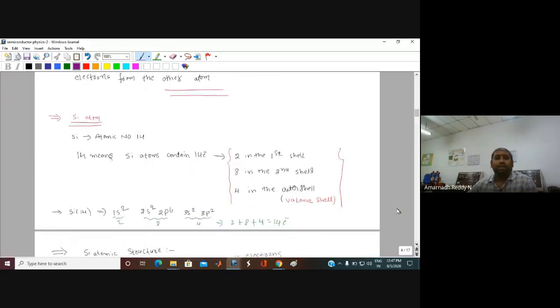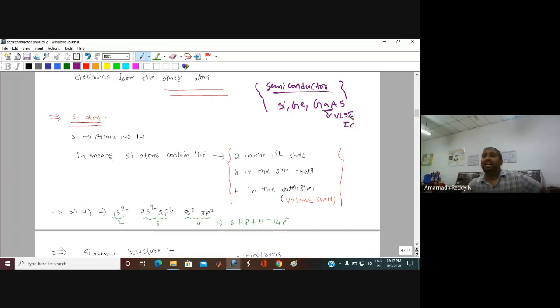Why do we need to discuss silicon? Silicon is one of the most popular semiconductor materials. The most popular semiconductor materials are silicon, germanium, and gallium arsenide. Nowadays these are used in VLSI, very large scale integrated circuits, chips. We will study ICs in the next semester. So they are using these materials. We'll see the basics of the silicon atom.